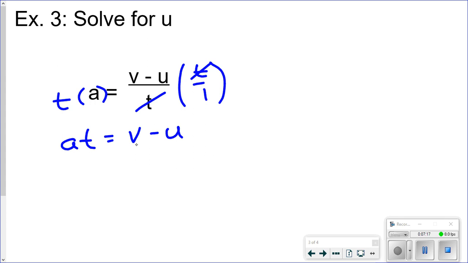Raise your hand if you think I subtract v. Raise your hand if you think I add v. What does this minus sign belong to? The u. What's in front of the v? It's a positive. That's a positive v, so you want to subtract v.